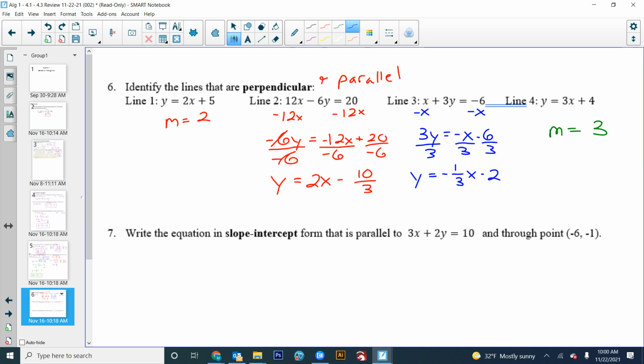So let's go back through. This one, m is negative 1/3. This one, m was 2. I see two slopes that are the same. Lines 1 and 2 are what, Zachary? Parallel. Lines 3 and 4 are perpendicular. They have opposite reciprocal slopes. Right? That 3 is really a 3/1.